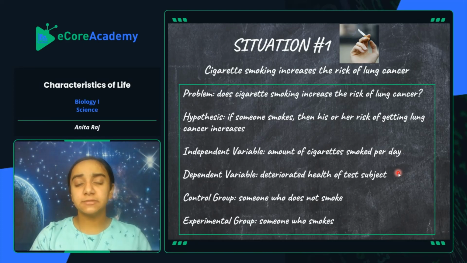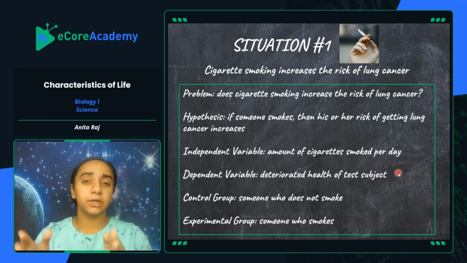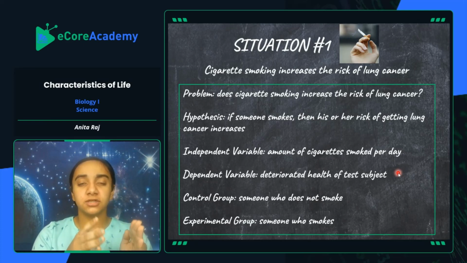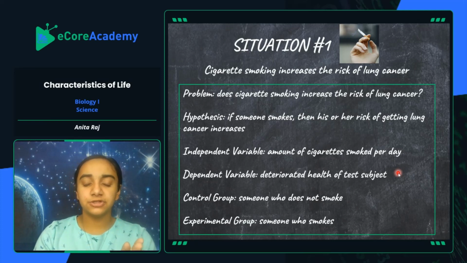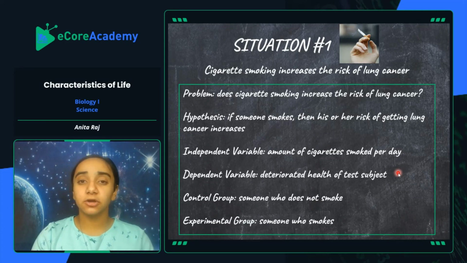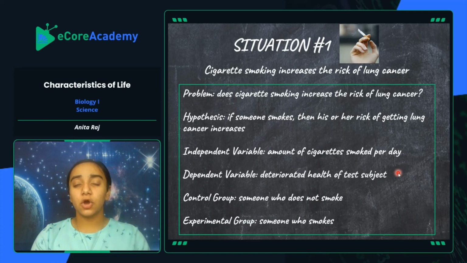So by the end of the experiment, after those 30 days, when we measure the health, maybe the lung efficiency of each test subject, obviously the people in the control group are going to exhibit pretty normal lung efficiencies, whereas we can base the lung efficiencies of the experimental group off of the control group. So if the lung efficiencies of the experimental group are much, much lower than those of the control group, then we can draw the conclusion that, yeah, maybe cigarette smoking does increase risk of lung cancer. So hopefully that was helpful.